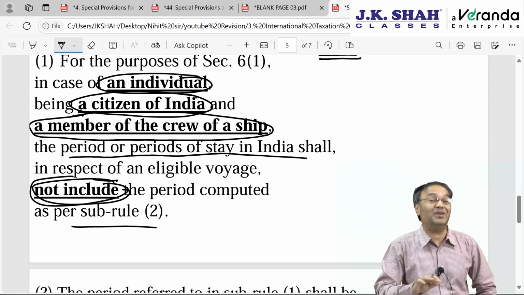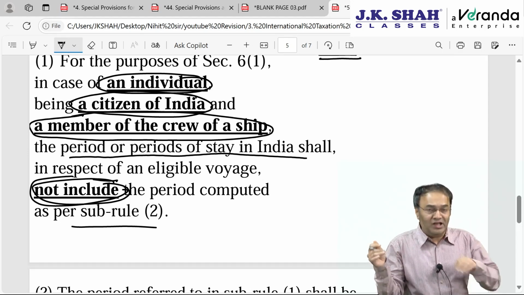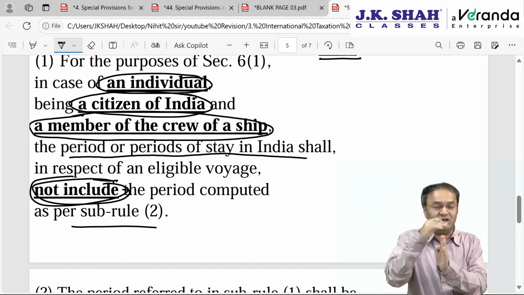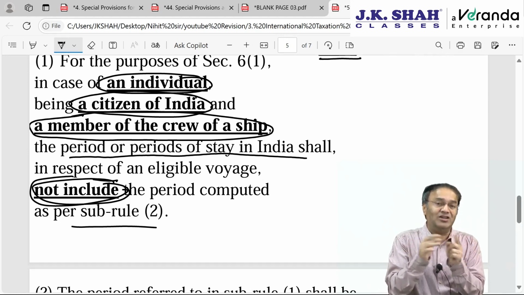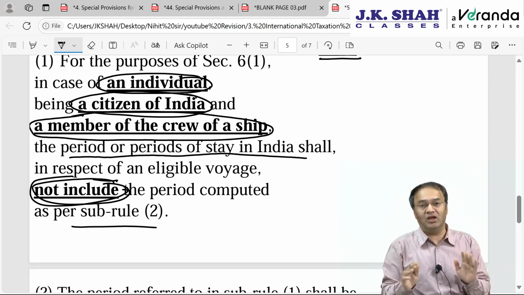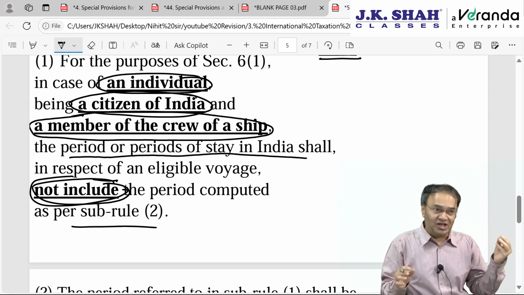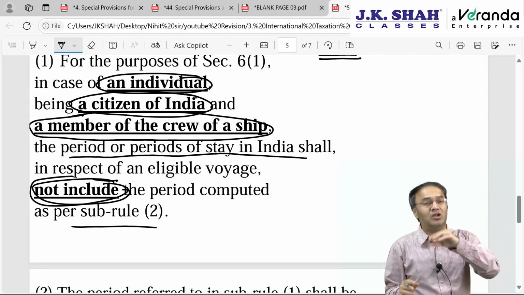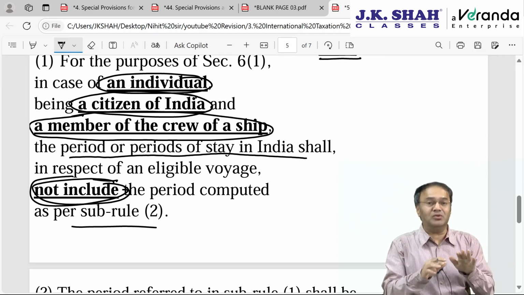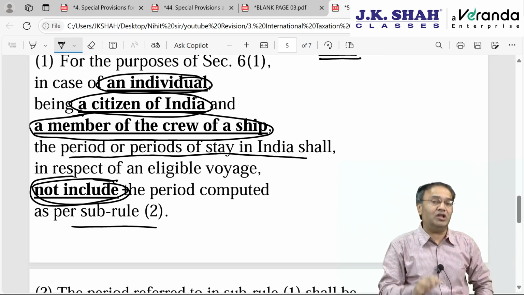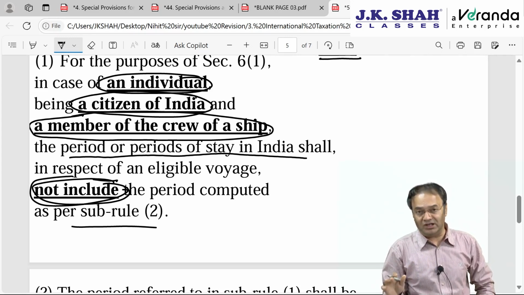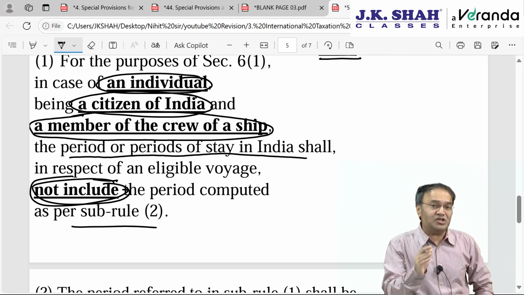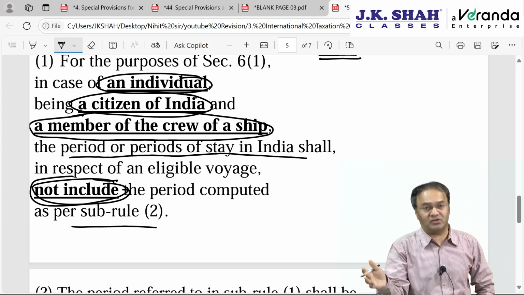Which period is to be excluded? When they are leaving India, the moment they enter the ship, they will sign the CDC. The moment they sign the CDC while entering the ship, they will be deemed to be out of India, even though the ship is standing there for 4 days. In the same way, when the ship arrives back at an Indian port, the crew members are already inside Indian territorial water, but they will not be deemed to be inside India unless and until they sign the CDC and come out of the ship.